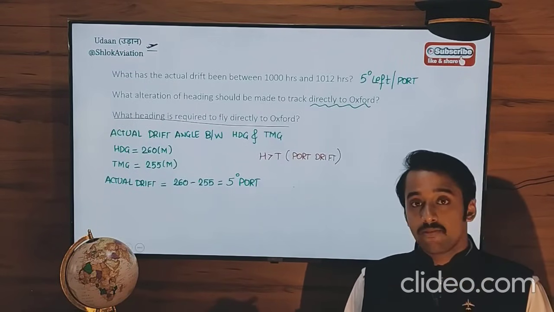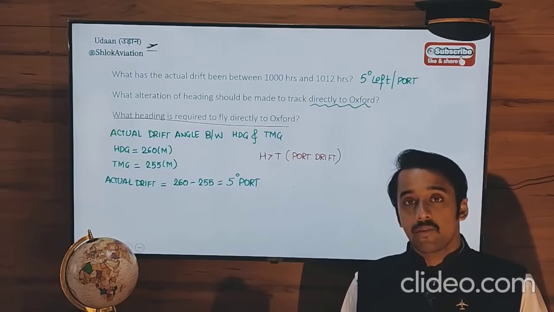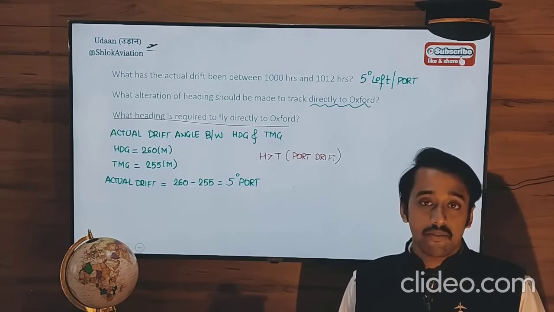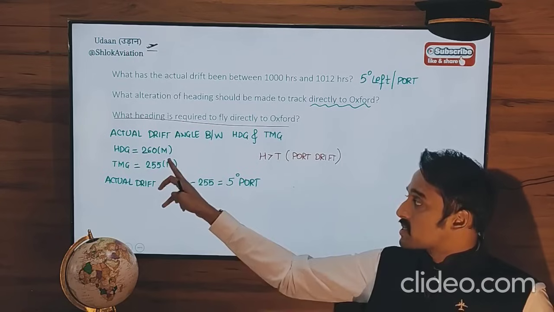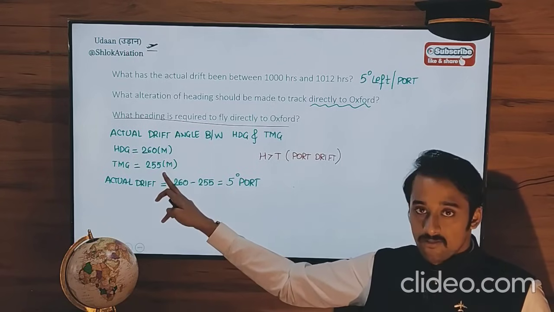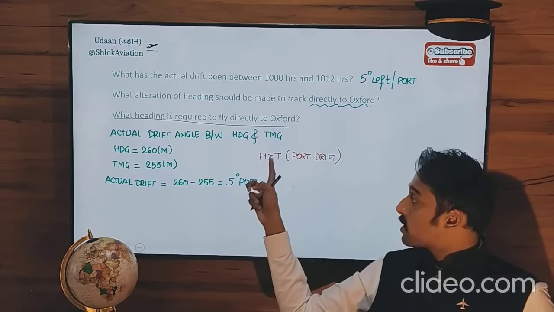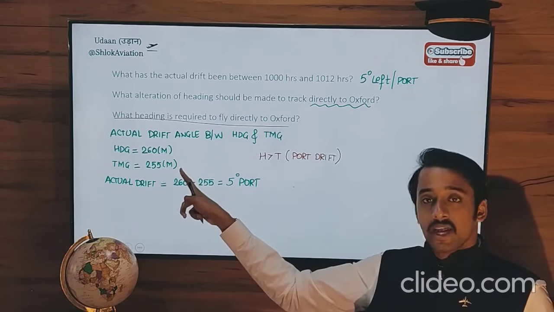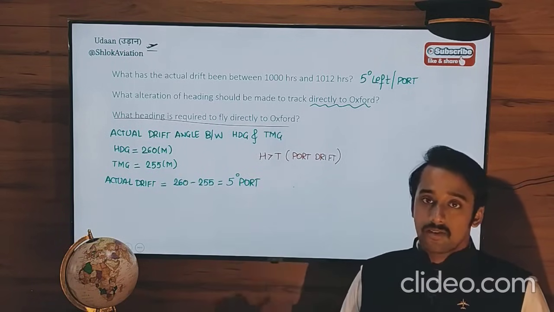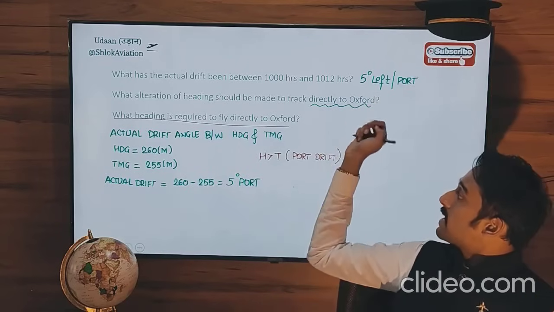What has the actual drift been? Actual drift is the angle between your heading and your track made good. So heading is 260, track made good is 255. So the drift will be 5 degrees port. Now why port? Because if heading is more than track, then you are getting a port drift. Okay, so 5 degrees left.